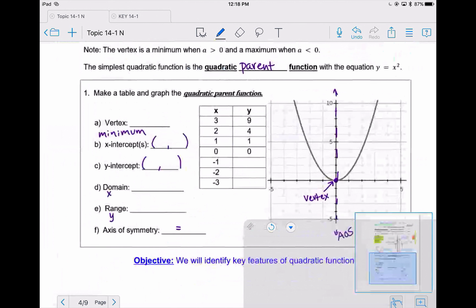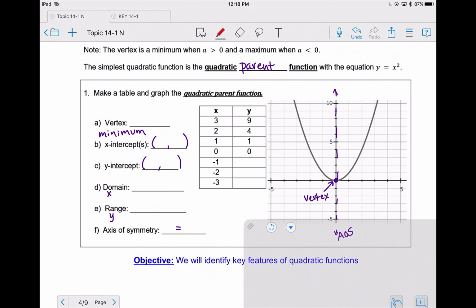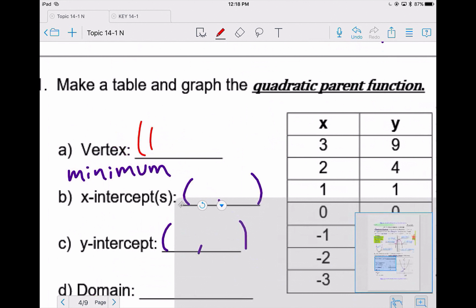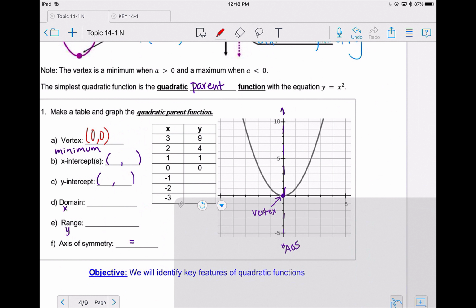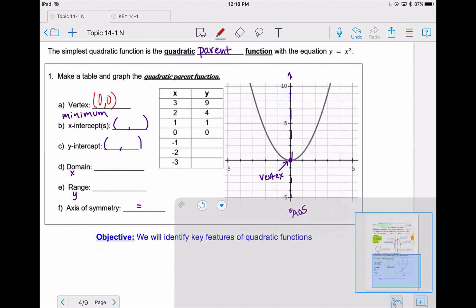Okay, so problem 1 is the simplest quadratic function, which is the quadratic parent function. It has the equation y equals x squared. Your vertex is a minimum. And when it says vertex, they are asking for the point. We are just reminding you that this is a minimum because it looks like a U. Your vertex is the point where this swing, where you would put your butt in a swing, the point where it changes direction. So it goes down, and then it starts going up. So that vertex is at 0, 0.